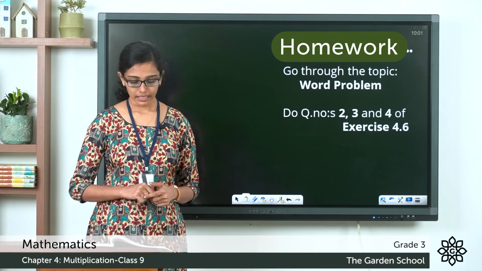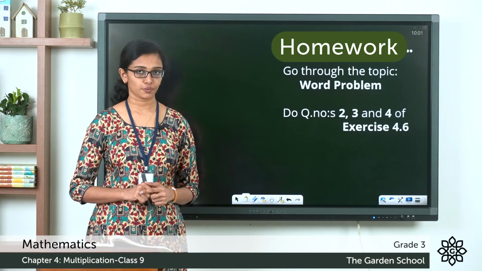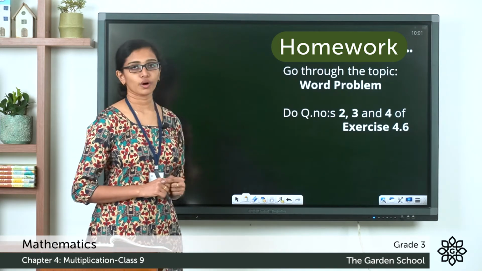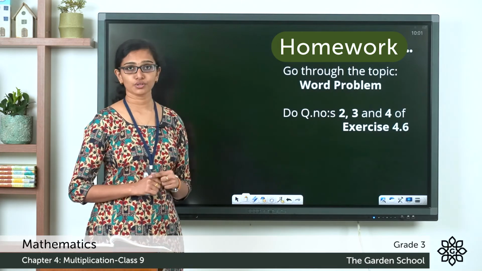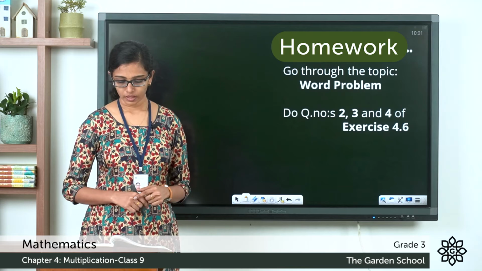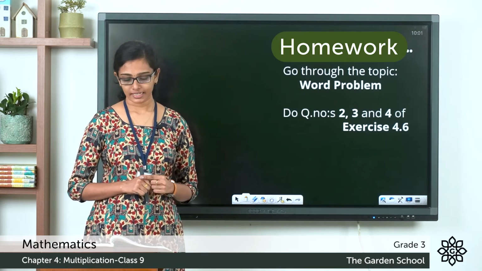Now, you can go through the topic word problems that involve multiplication of 10, 100, 1000 and their multiples on page number 62 of your textbook. Once you're done with that, please move on to exercise 4.6. You have to complete questions number 2, 3 and 4. Question number 5 we have already discussed in class.